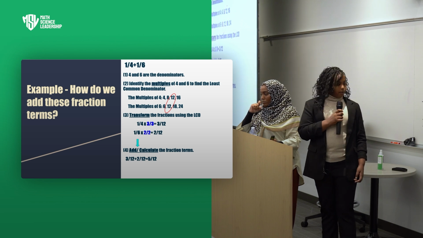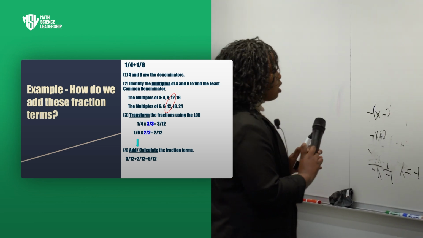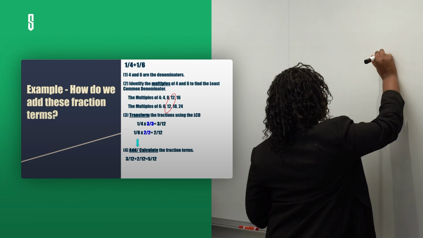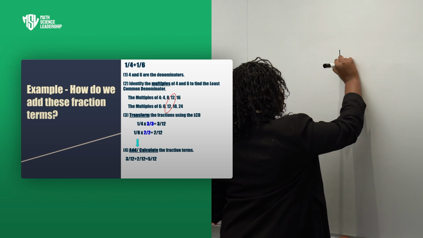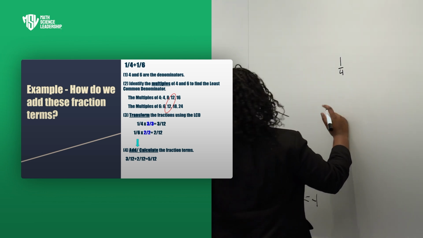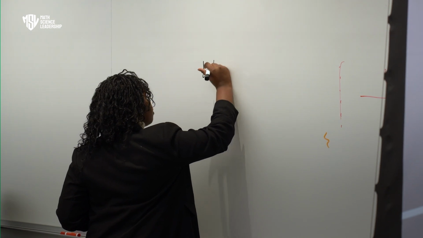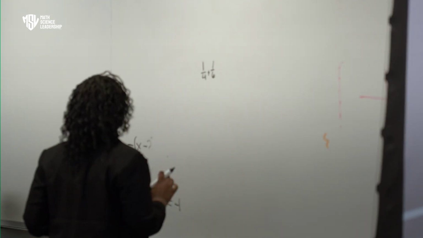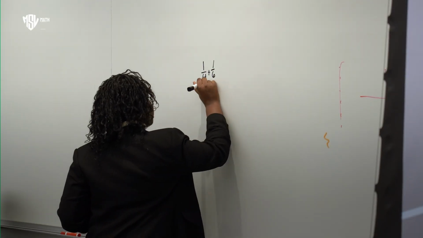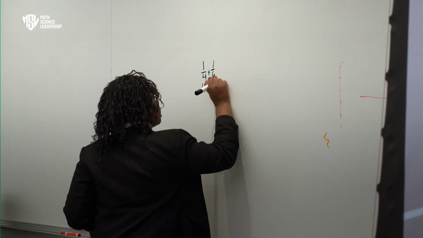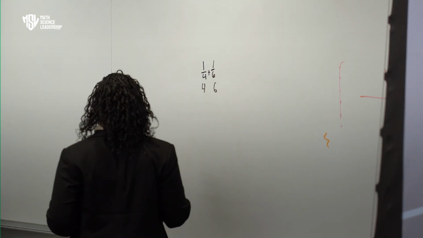So for example, if we have 1 over 4 plus 1 over 6. The first step we have to do is list the denominators. So the denominators are 4 and 6.